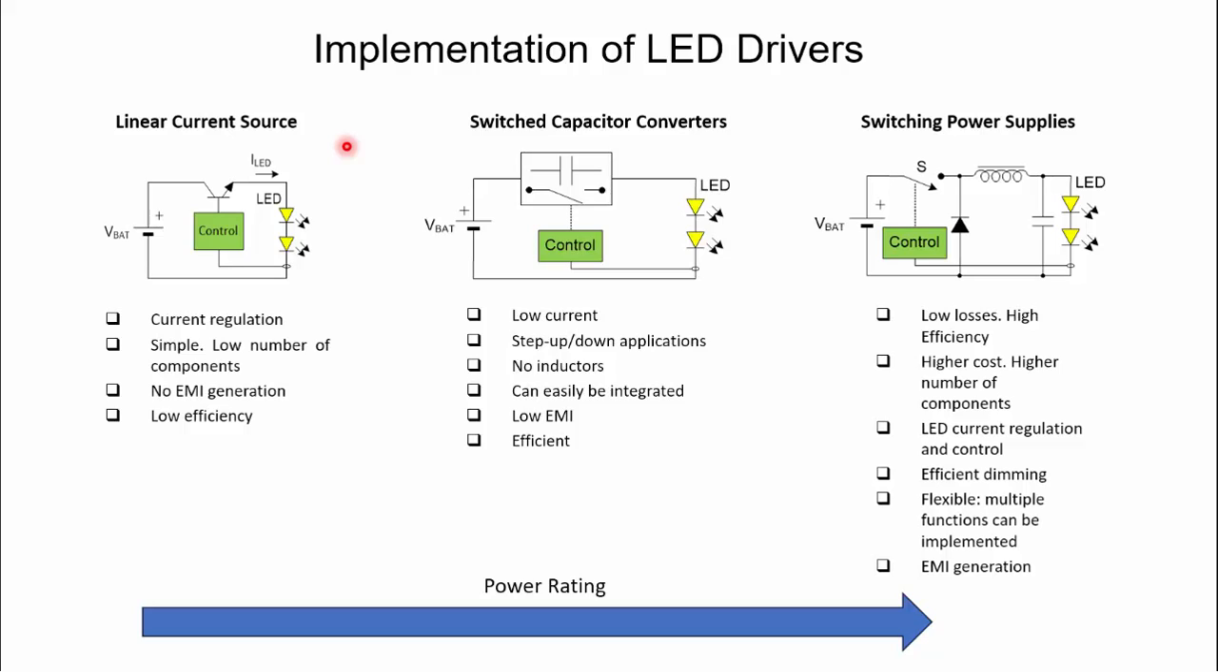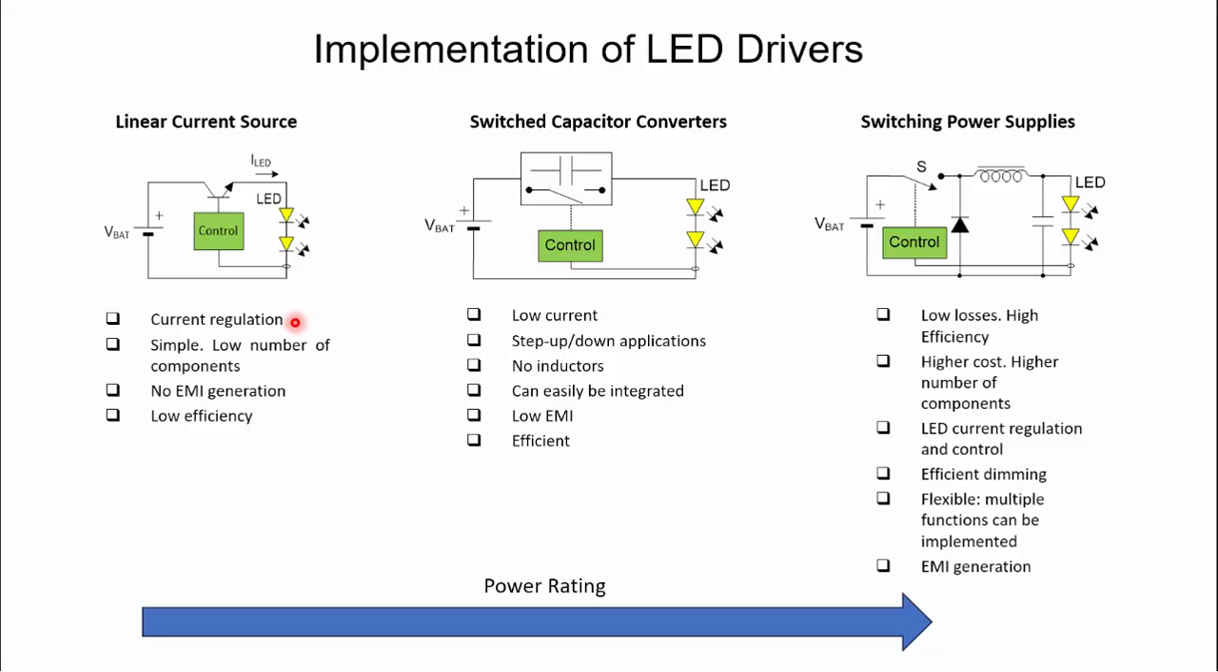This slide shows the three common solutions to implement LED drivers. We have the linear current source, in which we use a transistor here in order to limit and regulate the current through the LED. So it operates in closed loop by measuring the current and acting on the transistor, so the current through the LED is going to be constant.